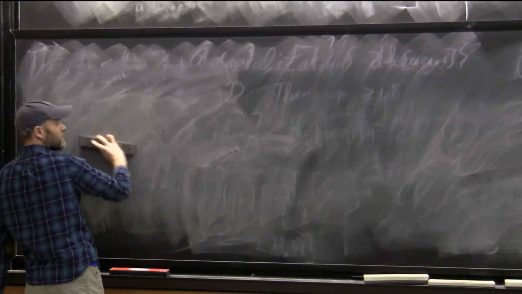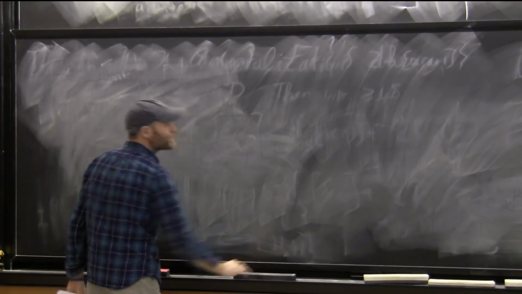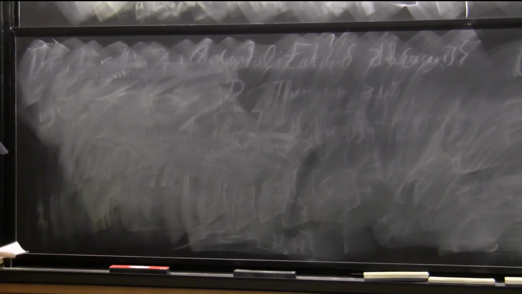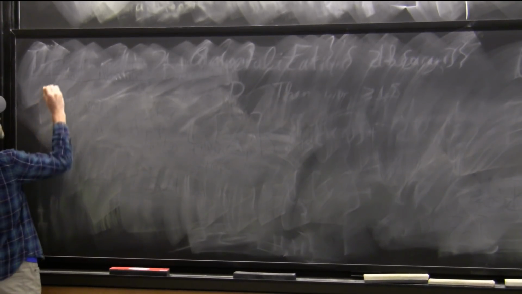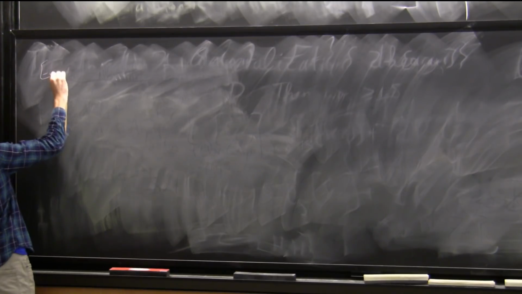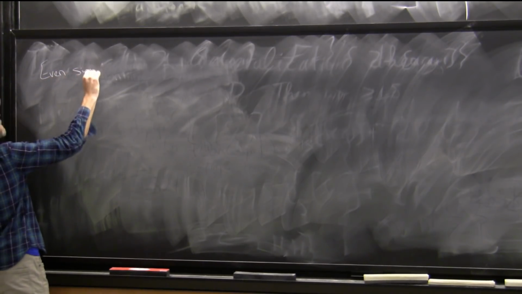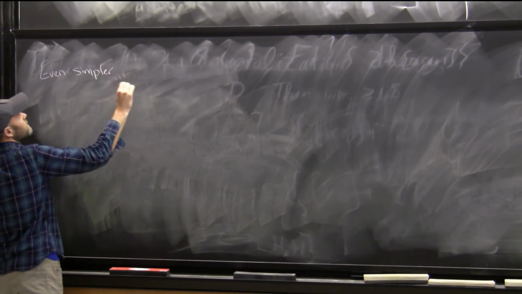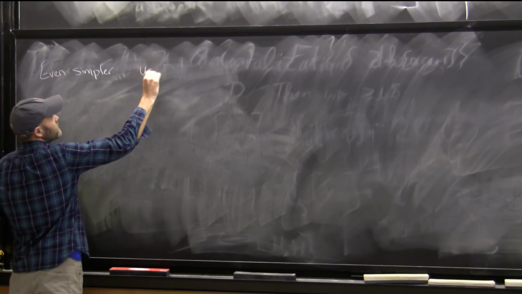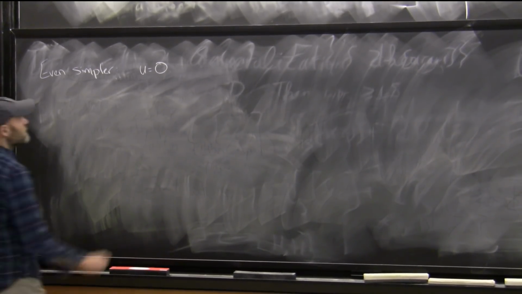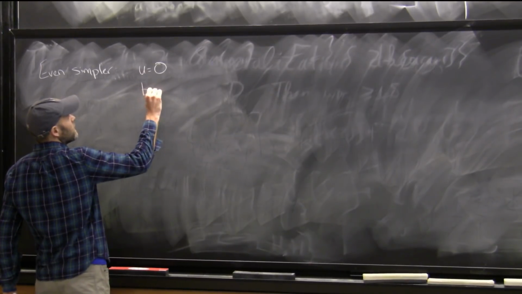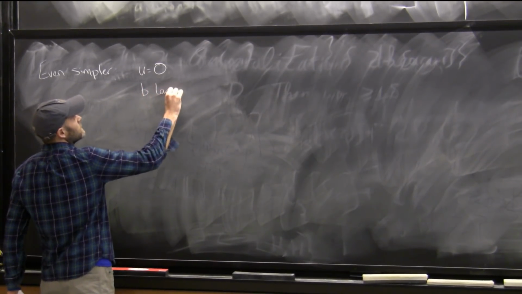Turns out, in order to plot everything, I'm going to make it even simpler first. So let's start by, let me set u equal to 0 first. And I want it to be overdamped. And I want b to be large.